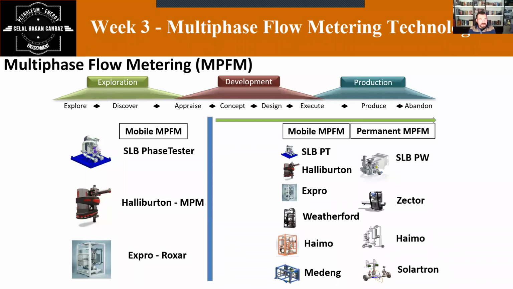So another thing is when you pass to production part, what happens? You can of course use your mobile multiphase flow meters, but there are also some permanent multiphase flow meters as well. These are Schlumberger device is of course one of them, the phase watcher. Vector, Hymo, and Solartron have other permanent devices. Okay. So these are used in the field directly without taking it out. Okay, it becomes a part of your well, your field, your line, and stays in there.